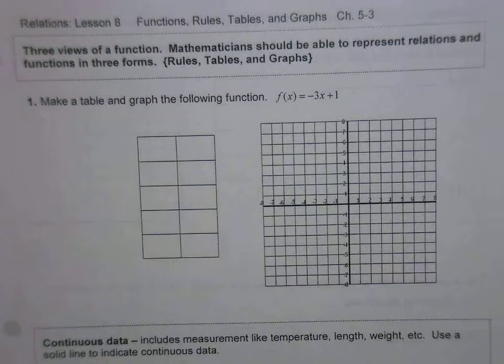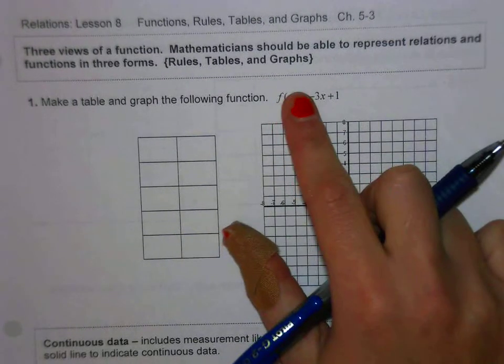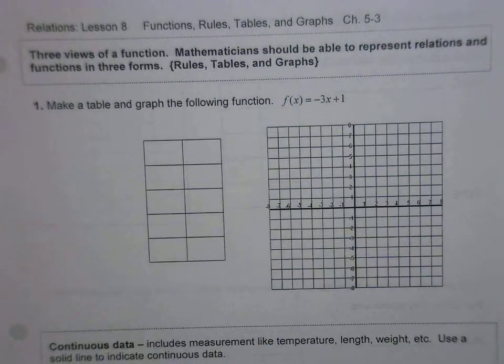Three views of a function. Mathematicians should be able to represent relations and functions in three forms: rules, tables, and a graph. So we want to make a table and graph the following functions.